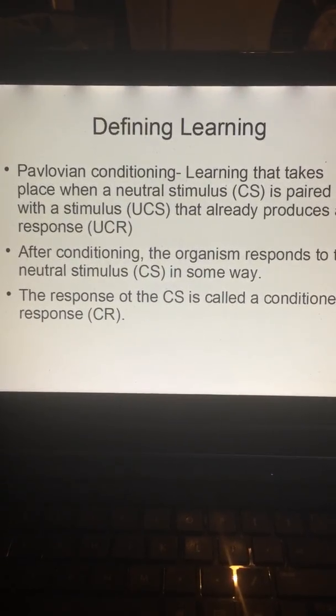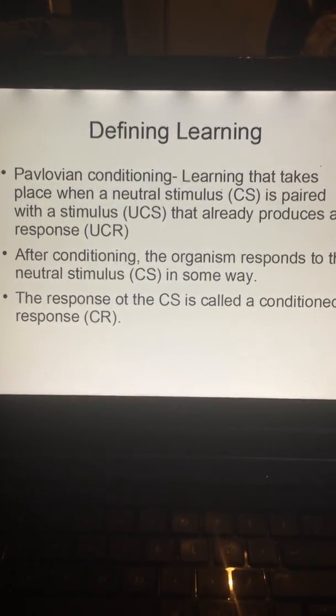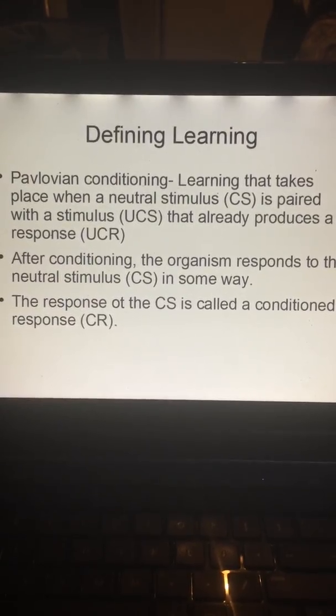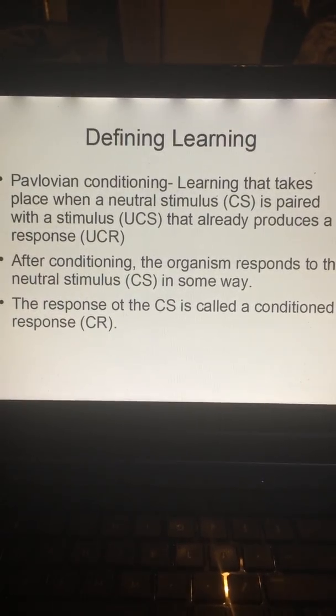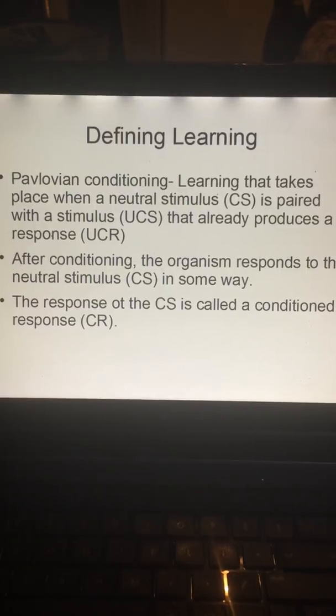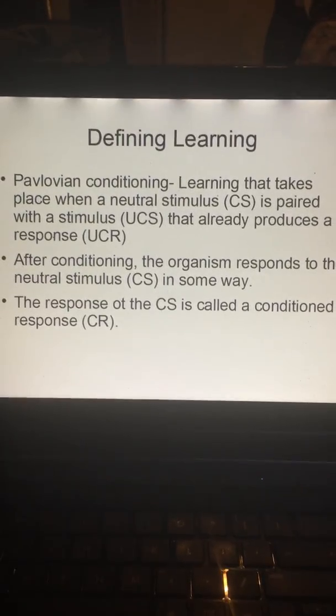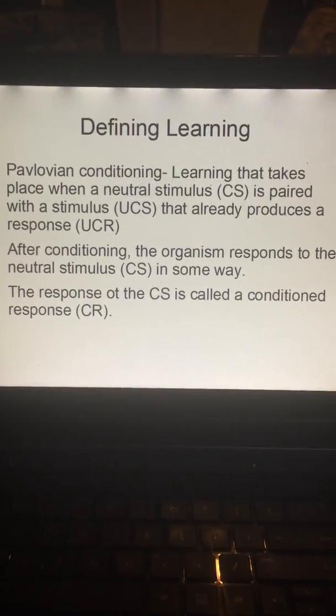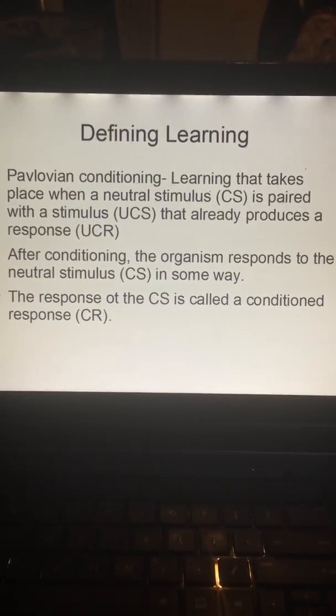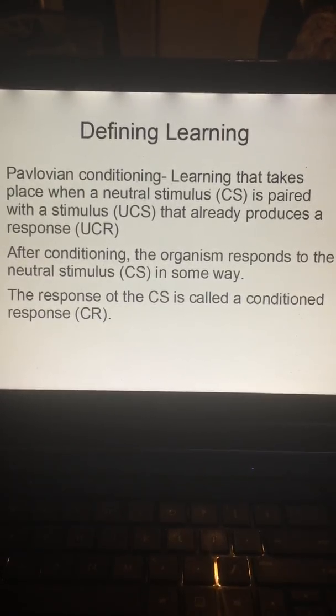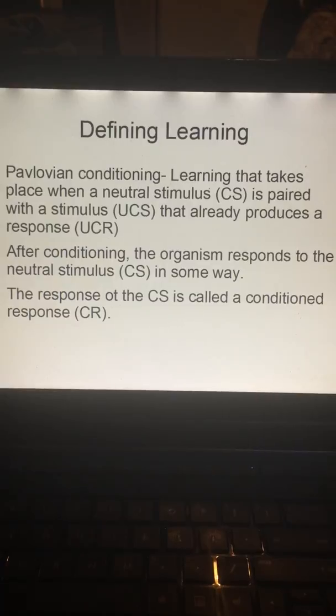Pavlovian conditioning is learning that takes place when a neutral stimulus, or CS, is paired with a stimulus, UCS, that already produces a response, the UCR, unconditioned response. After conditioning, the organism responds to the neutral stimulus in some way. The response to the CS is called a conditioned response, CR.